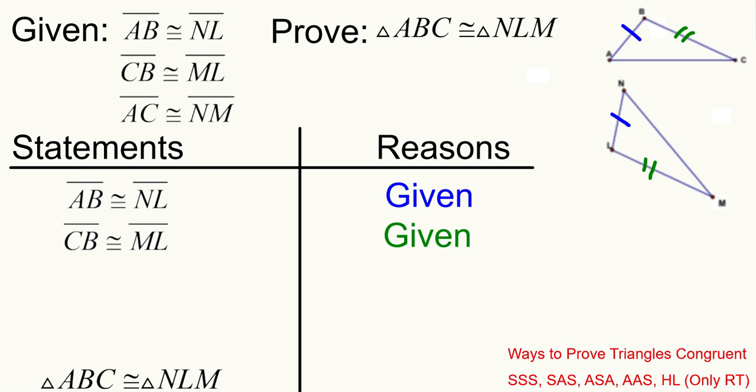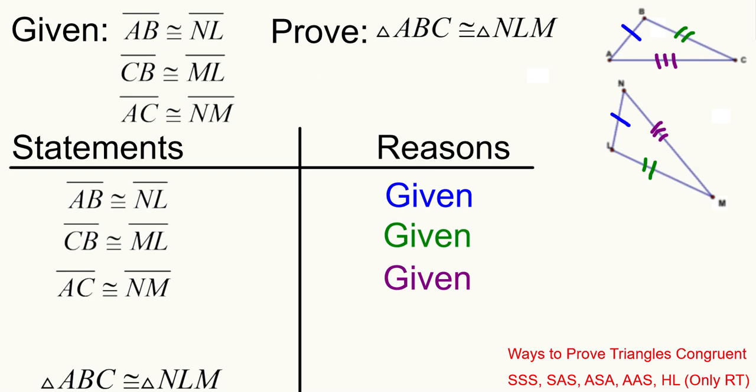CB is congruent to ML. And again, ask yourself, does that tell me anything else about the scenario? It does not. So again, do we have another given to use? Yes, we do. AC is congruent to NM. We mark that in our picture and we say, okay, is there anything else we know about the scenario based on that given, or any other conclusions we can make?